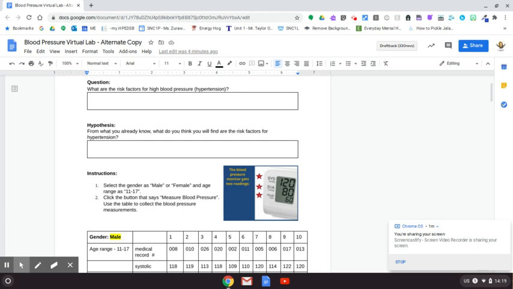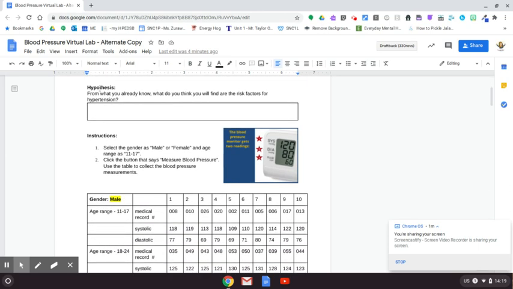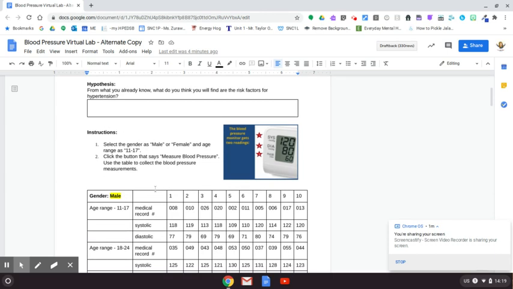for hypertension. So your hypothesis gives you a lot of room to come up with something that you're going to look at through the data. And I'm open to a bunch of different ideas here, and you can use some of the ones that I suggested. That's fine as well.